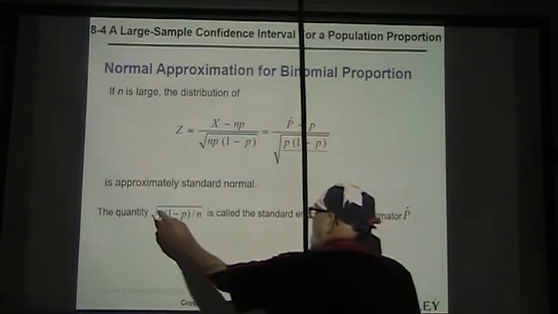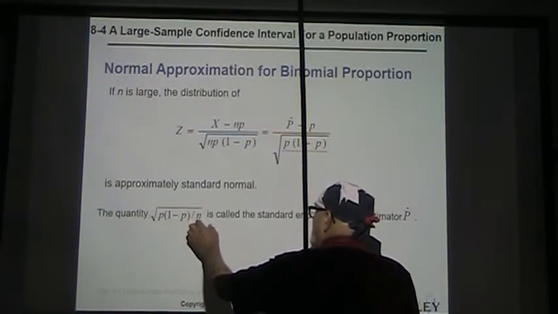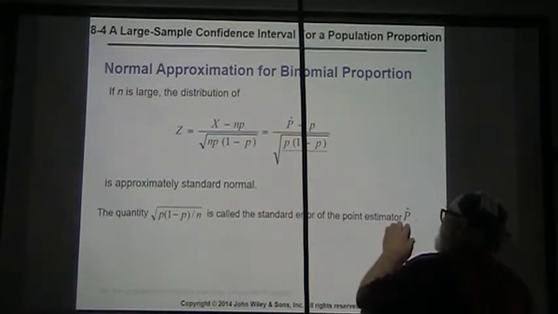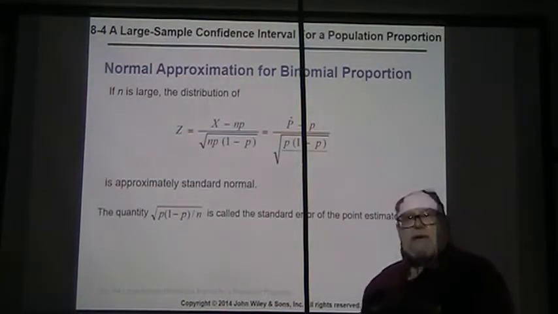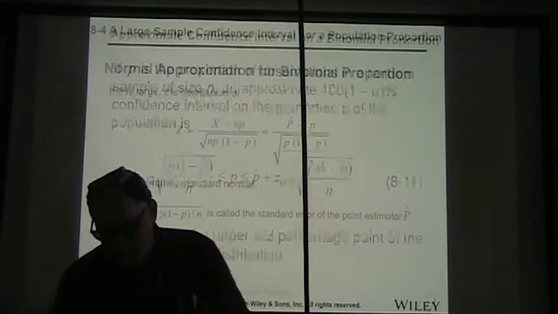Our quantity, square root of p times the quantity 1 minus p divided by n, is called the standard error of the point estimate, p hat. All right, well, good.